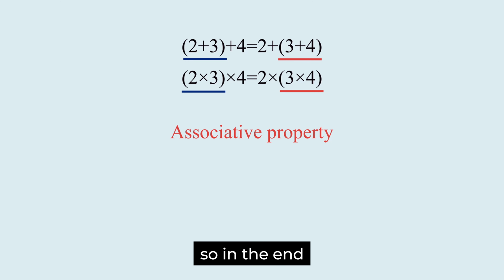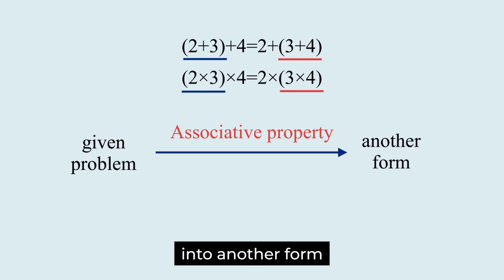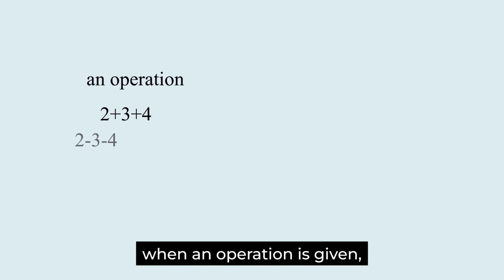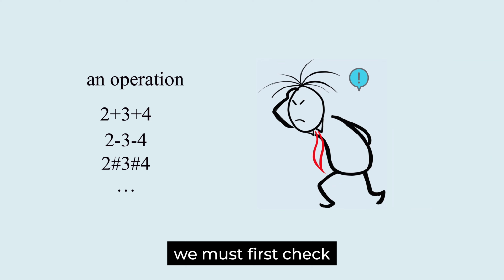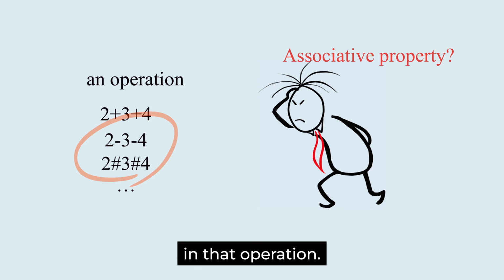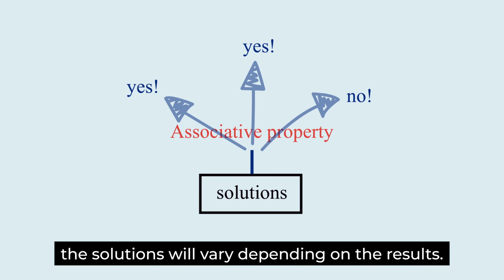So in the end, it allows us to transform a given problem into another form and to find alternative, easier and simpler solutions. When an operation is given, we must first check whether the associative property holds in that operation. The solutions will vary depending on the result.